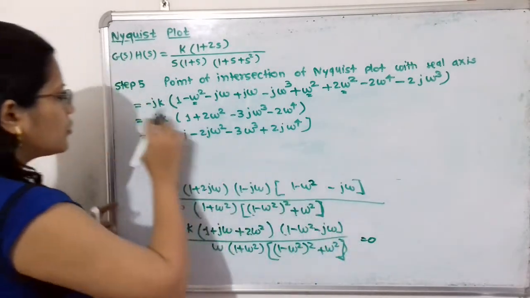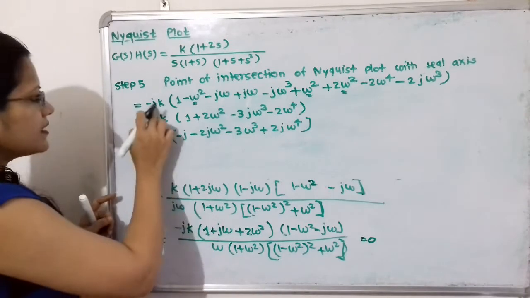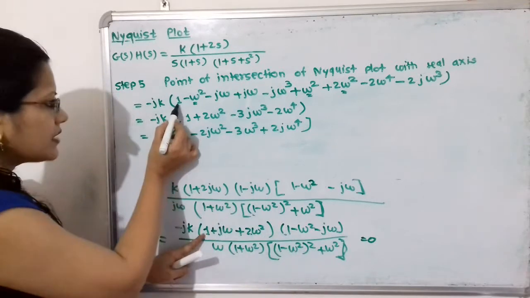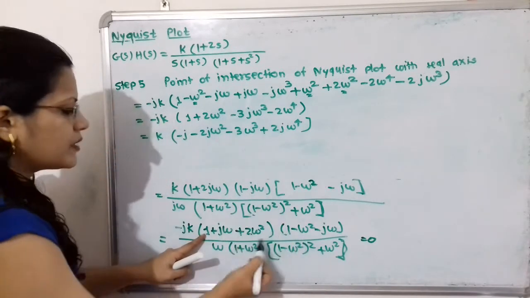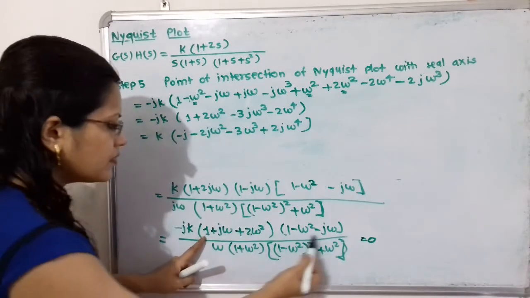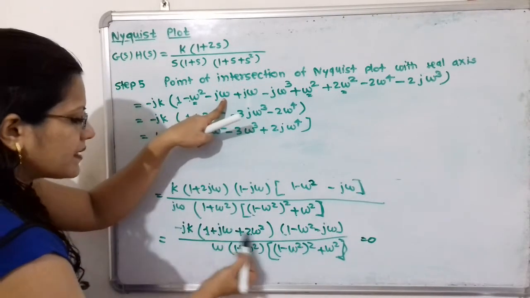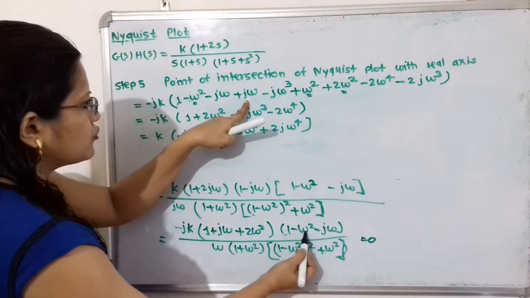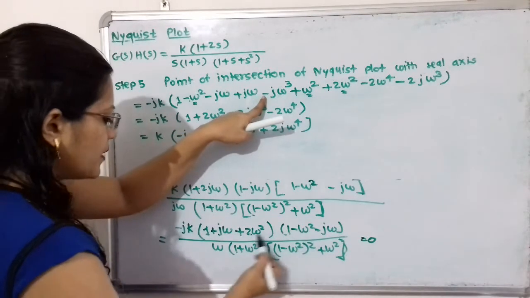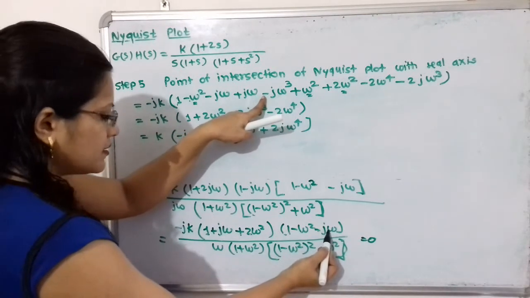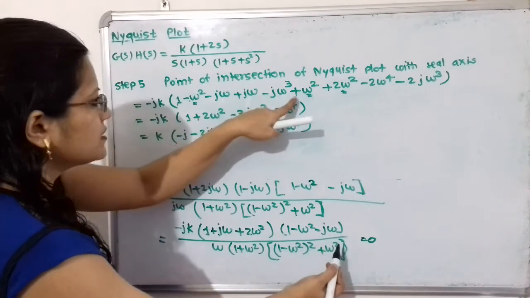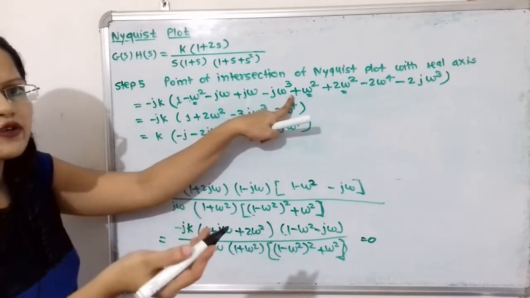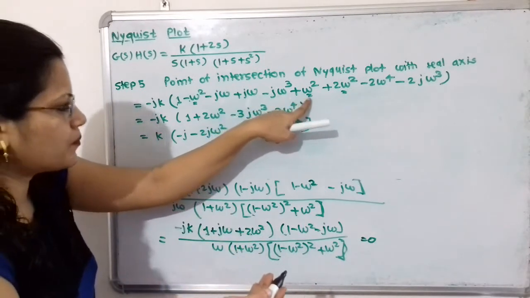So now we will consider only the numerator. So minus jk is outside the bracket and we will multiply these two brackets. So 1 multiplied by 1, that is 1. 1 multiplied by minus omega square minus j omega. Then we will multiply this j omega to this bracket, that is plus j omega, and j omega multiplied by minus omega square, that is minus j omega cube, and j omega multiplied by minus j omega, that is here it will become minus j square omega square, but j square is equal to minus 1, so this minus will become plus, so plus omega square.